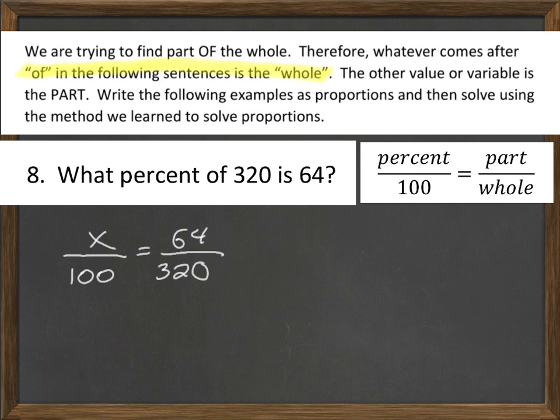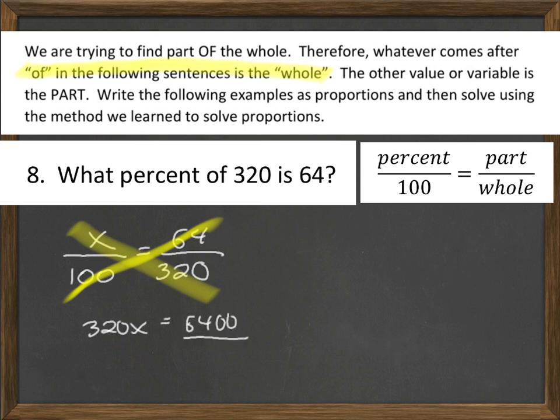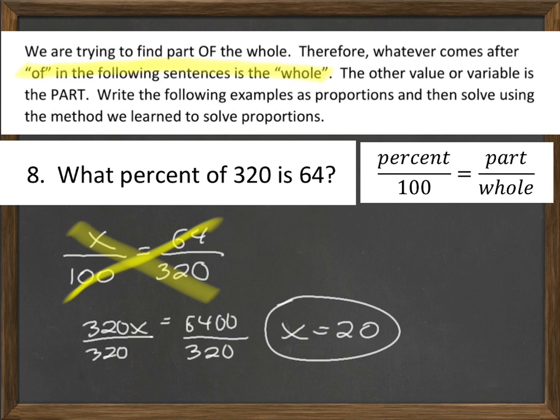So again, in all of these examples, if you wanted to, you could reduce this fraction before you cross multiply if you care to. I'm not going to do that. I'm just going to cross multiply and solve. So we have 320x is equal to 6,400. Then I'm going to divide both sides by 320. And we're going to get 20.